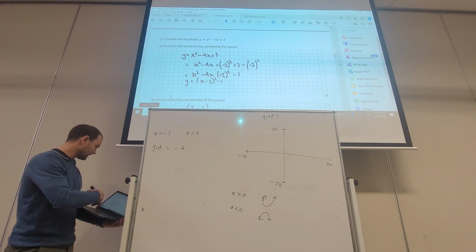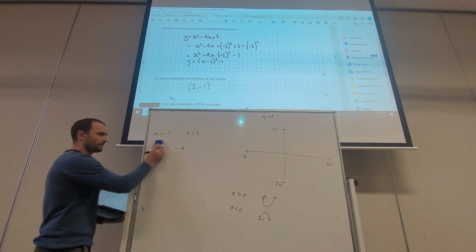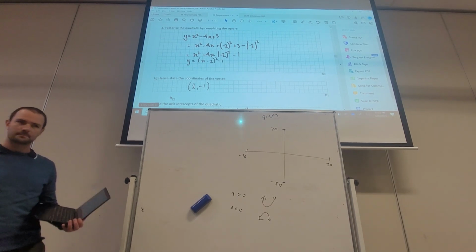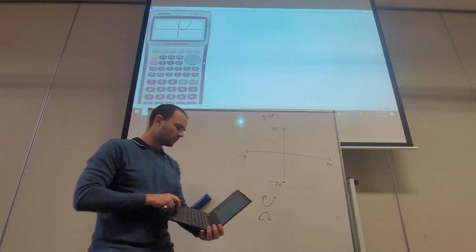Alright, look at part B. Hence, state the coordinates of the vertex. I can get that from the graph. It doesn't matter if I've answered part A or not. I can go back and ask, what's the coordinates of the vertex?